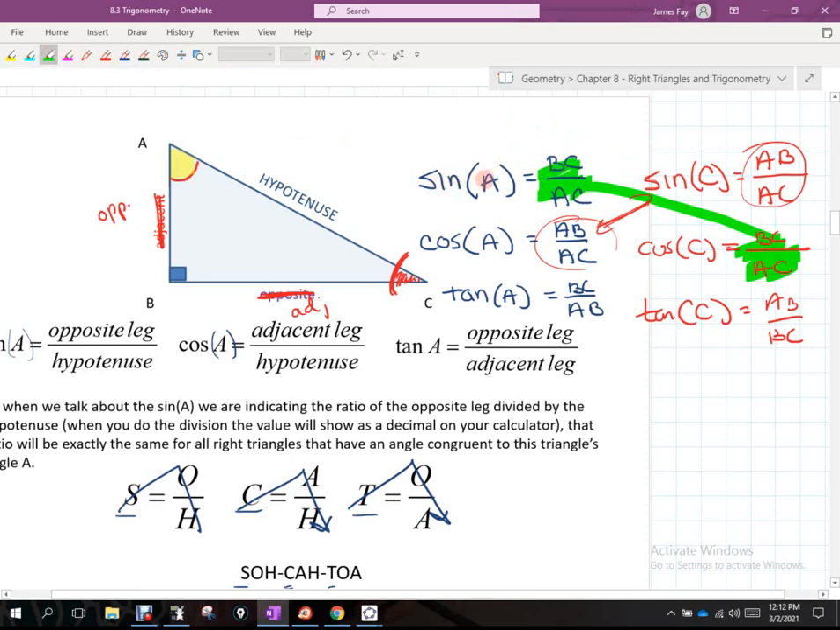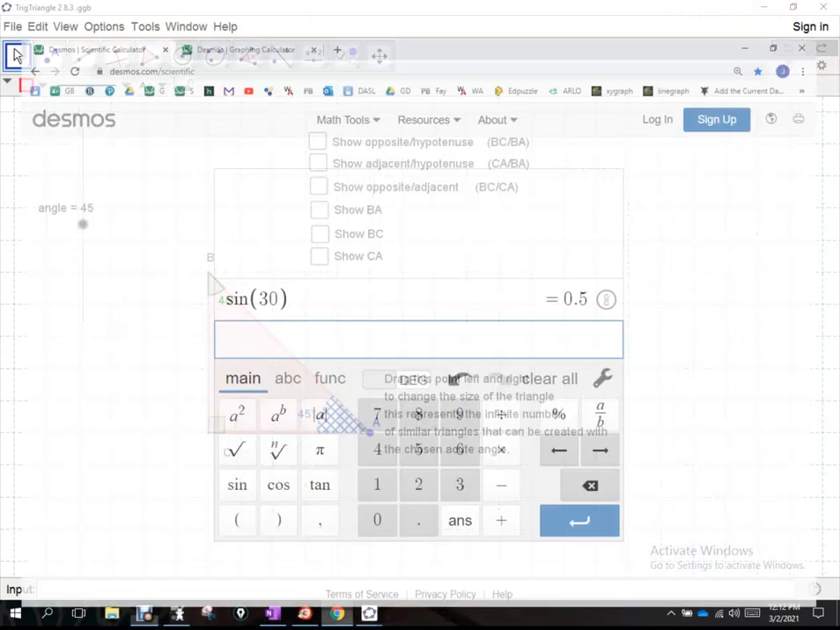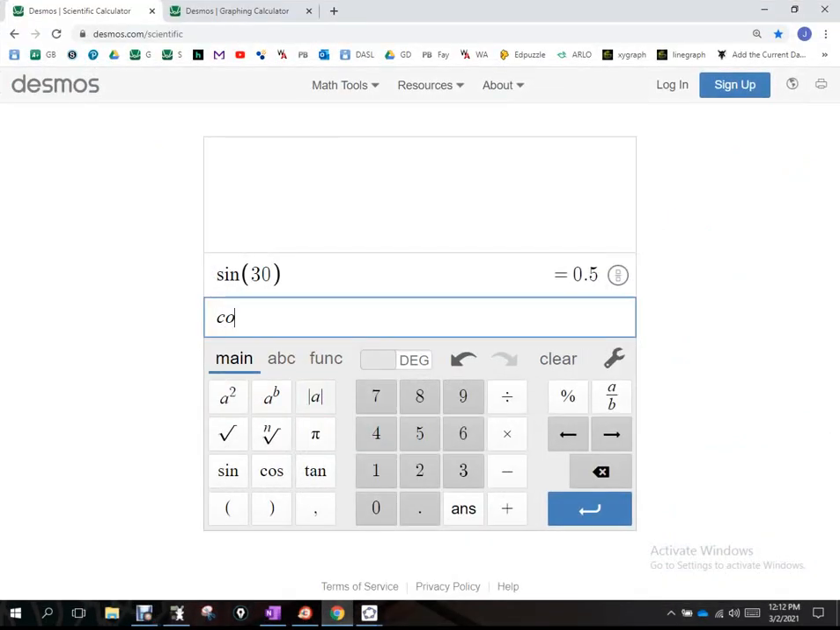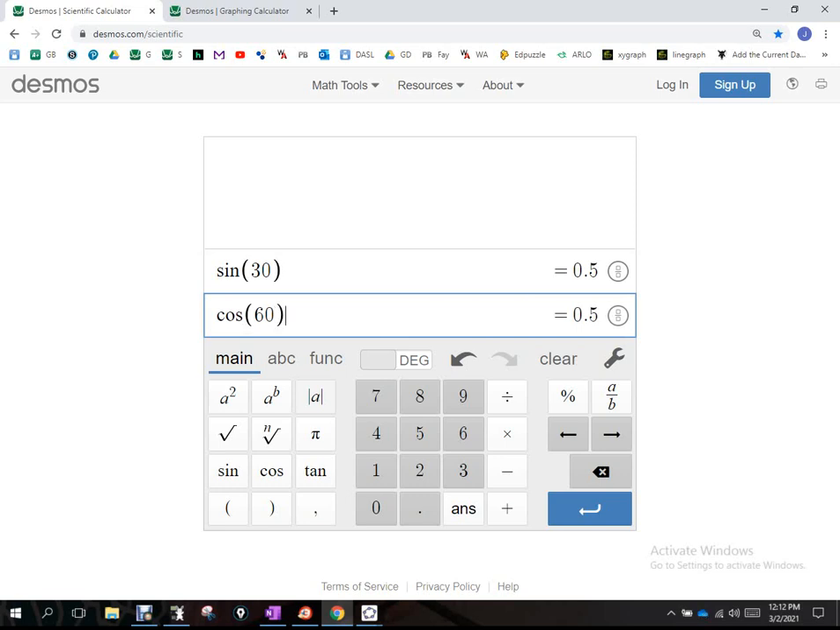We're saying that the sine of 30, if there was a 30 degrees right there for that A, is going to give you a ratio of 1 to 2 back. This is saying that cosine of C, so C would be 60, right? Should give back the same 1/2. So let me show cosine of 60. See how it gives me the same 1/2 back?